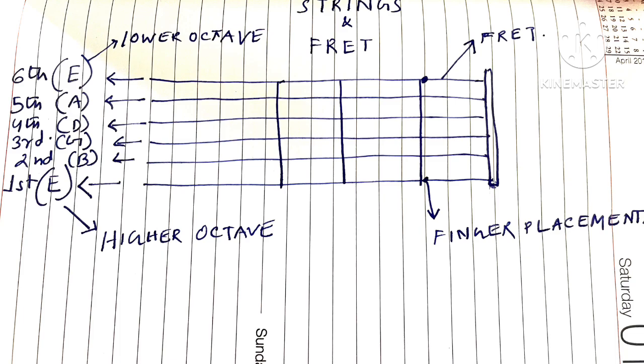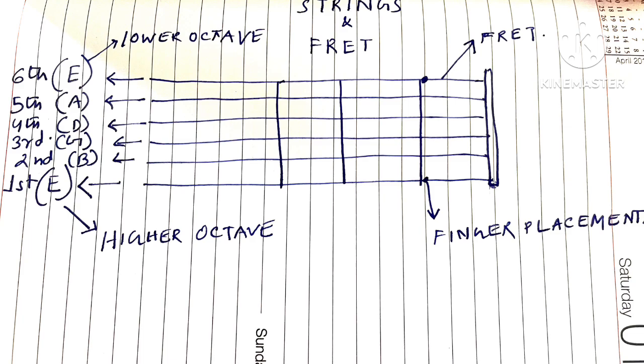Now all the strings are tuned to a certain tension to create sounds of particular pitch. So what are these notes? The first string is the E string. This is the higher E. What is higher? There is a sense of octave, the lower octave and the higher octave. We will see what the lower octave and the higher octave are. For now, you understand that the higher octave is the bottom string.